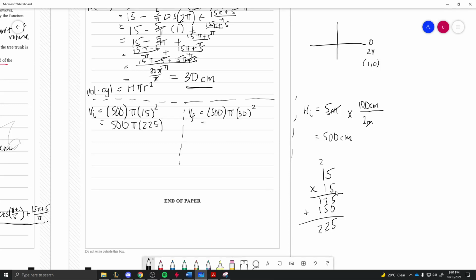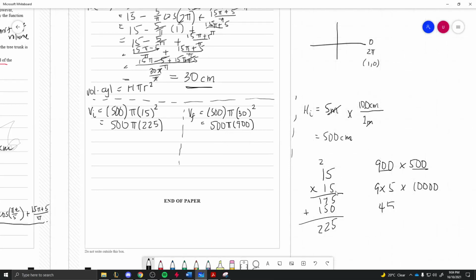And 30 squared is 900, so V final equals 500 pi times 900. 900 times 500 is the same as 9 times 5 times 10,000, because you're carrying the zeros. So it's equal to 45 times 10,000, which equals 450,000. So this is going to be 450,000 pi.